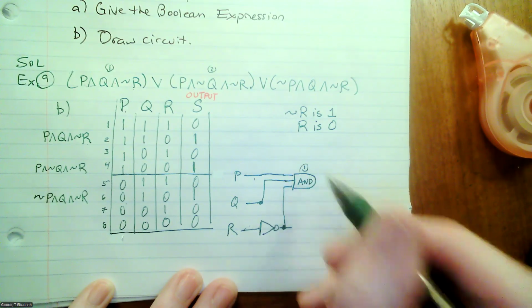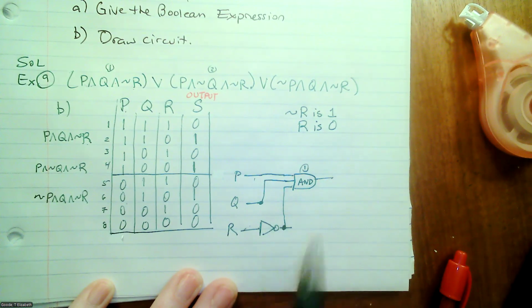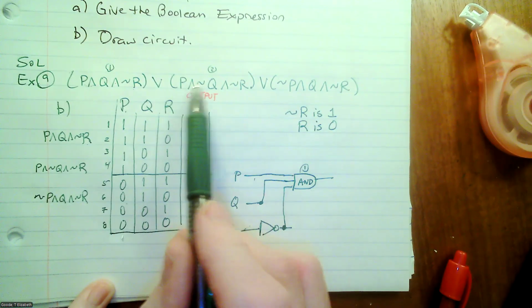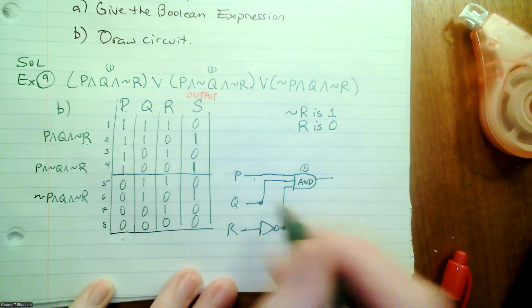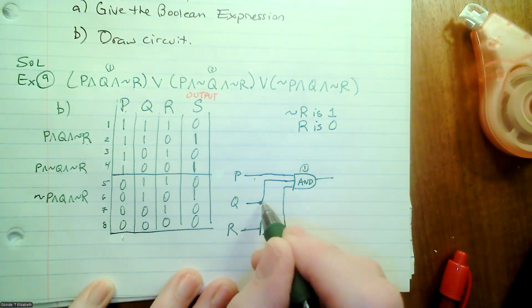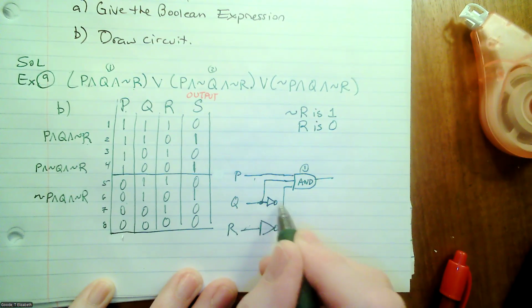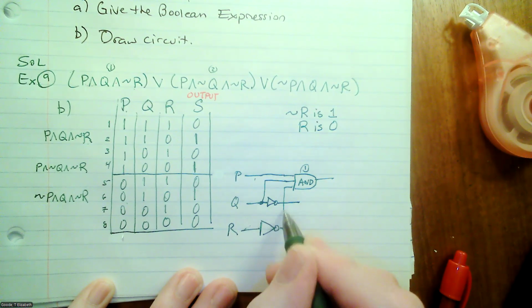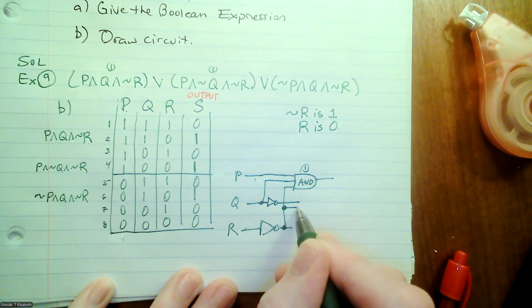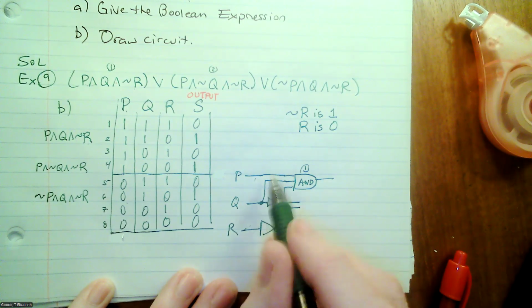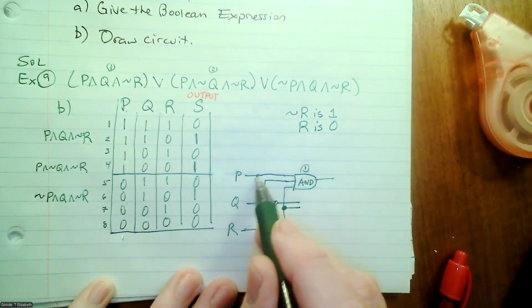That's 1. All right, here, P and not Q and not R. We've got the not R, but we need a not Q, so I'm going to make a not Q. We've already got a not R, and we need a regular P, so we bring a P down.